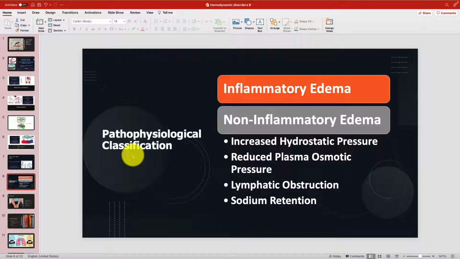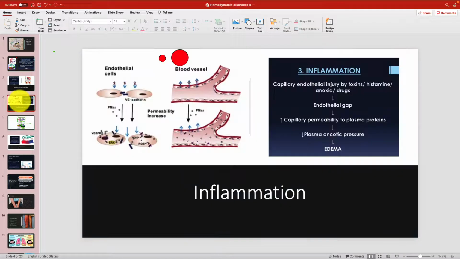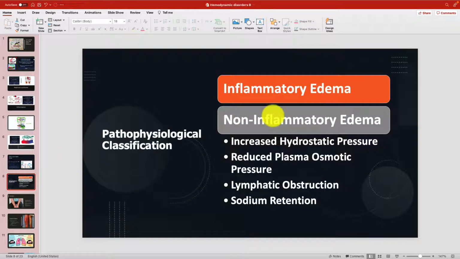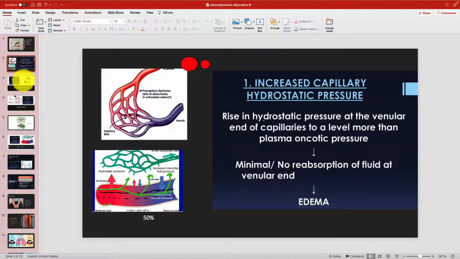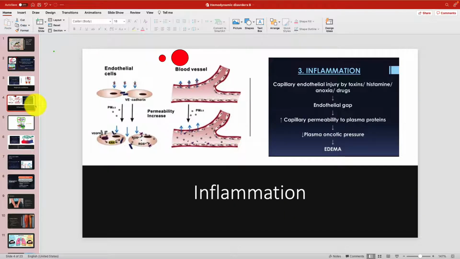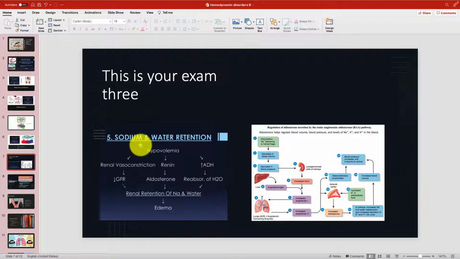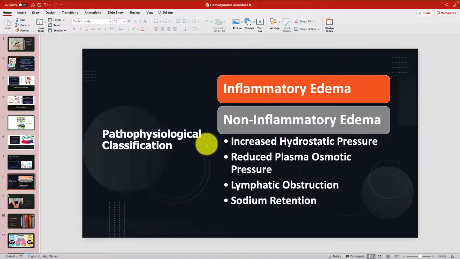Okay, so essentially at the end of the day, we have this inflammatory edema, which I showed you here, right? This could be caused by any sort of toxin, drug, injury, whatever. And this edema is slightly different than non-inflammatory edema. Non-inflammatory edema would be these other things I've been showing you, right? So increased capillary hydrostatic pressure, decreased oncotic pressure, sodium water retention. Those would be non-inflammatory. Lymphatic obstruction.